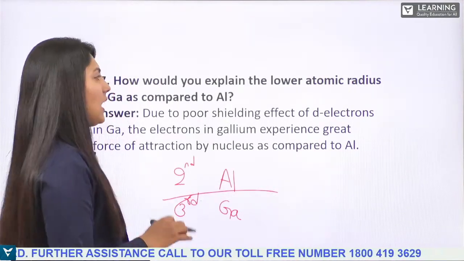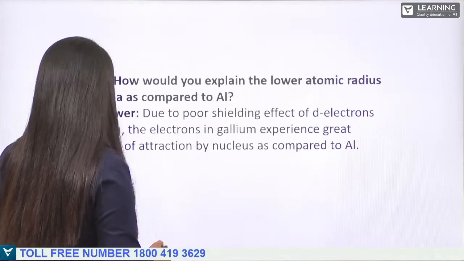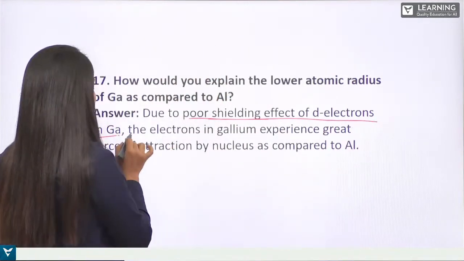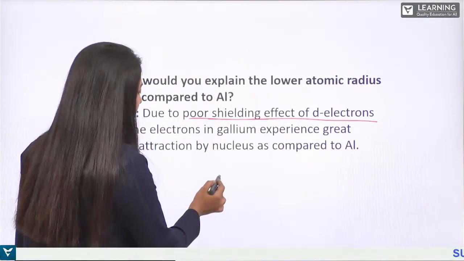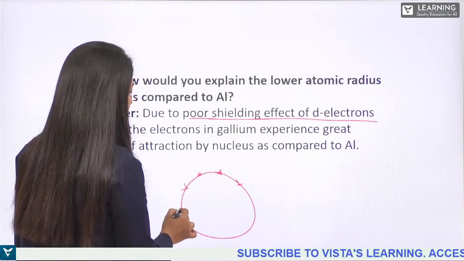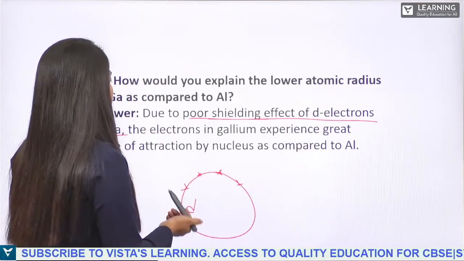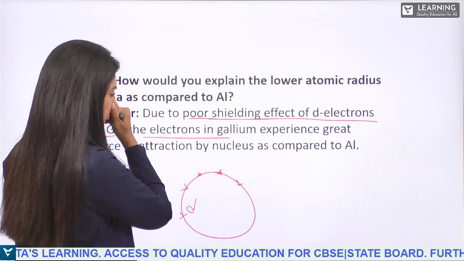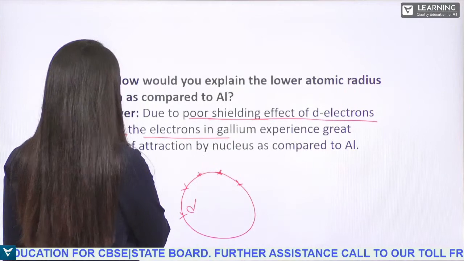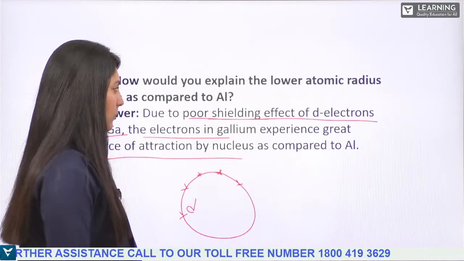So d orbitals are present in gallium, so we can say that poor shielding effect of d electrons in gallium means it will be having the d electrons and their shielding is very less. The d orbital electrons will be shielding very less. Due to that, what happens? Electrons in gallium experience a greater force of attraction by the nucleus as compared to that of aluminium.